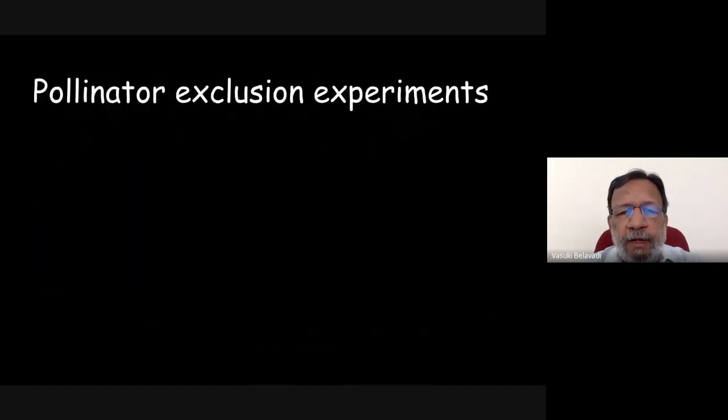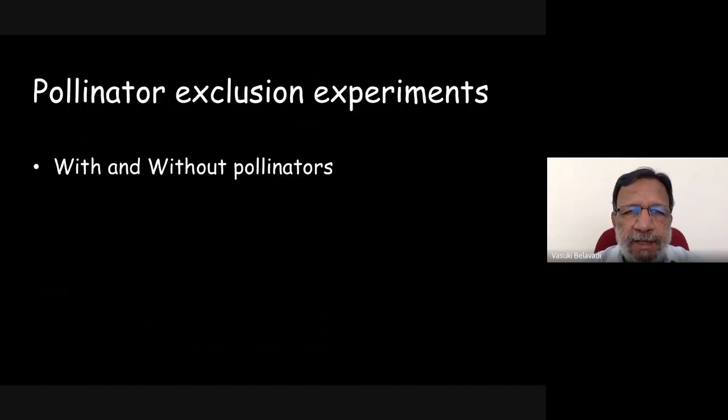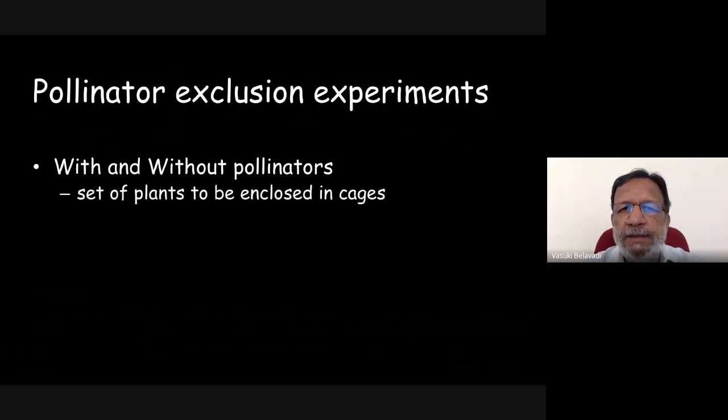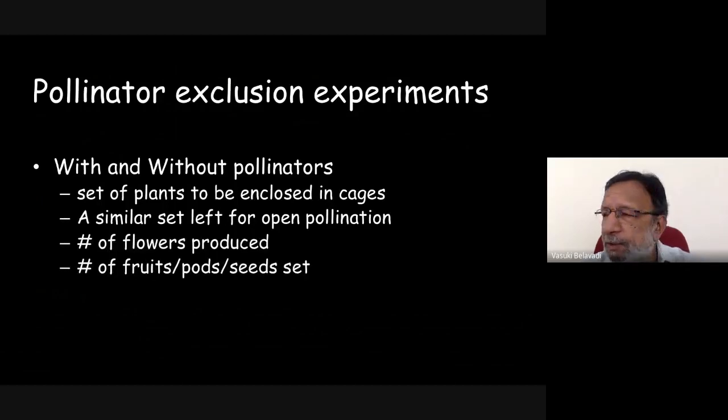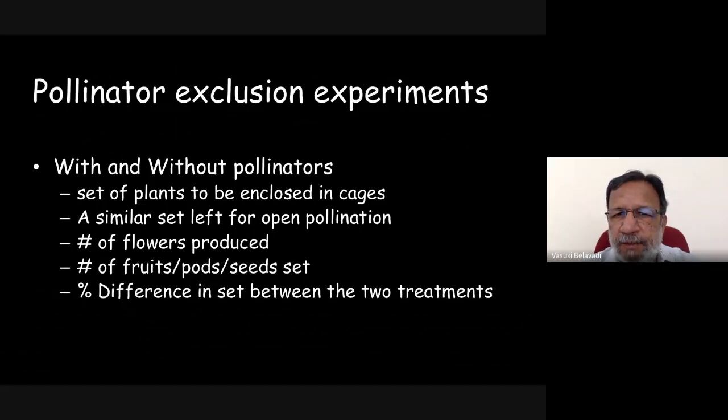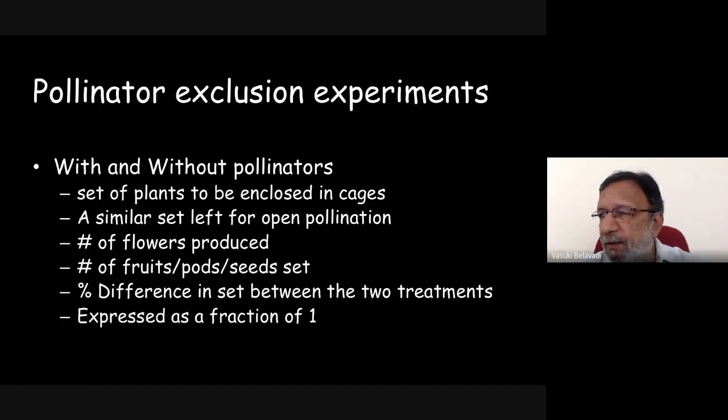So we do the pollinator exclusion experiments, as I just explained in the previous examples, with and without pollinators: a set of plants enclosed in cages, and a similar set left for open pollination. We record the number of flowers produced, the number of fruits or pods or seeds set, and the percent difference in set between the two treatments. So this is the basic data we need for every crop, and it is expressed as a fraction of one.